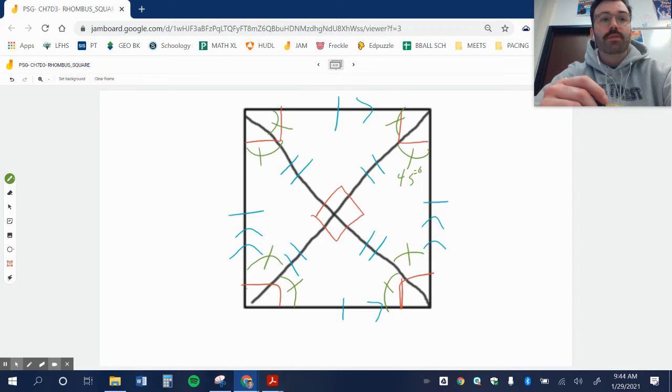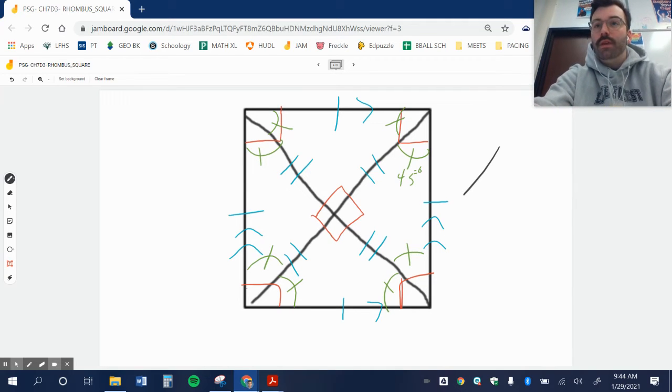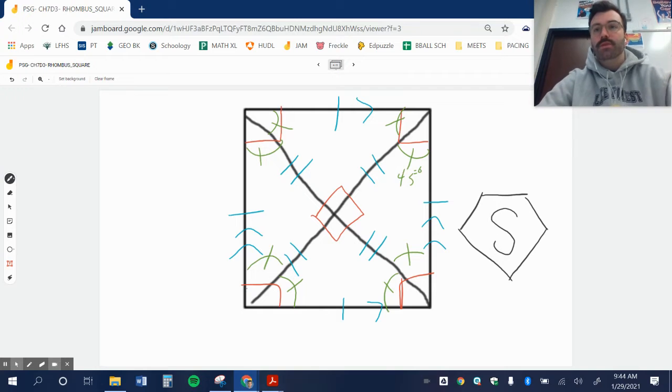Now, the square is the super shape. It is a super shape, so it wouldn't be right if I didn't draw the little S because it's a super shape. For Superman.